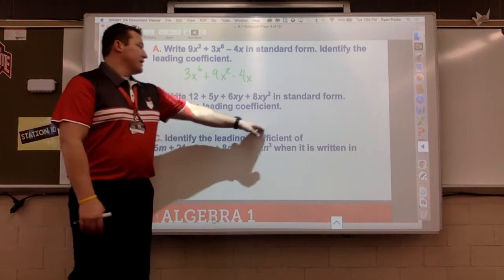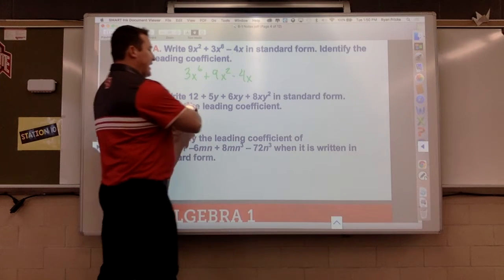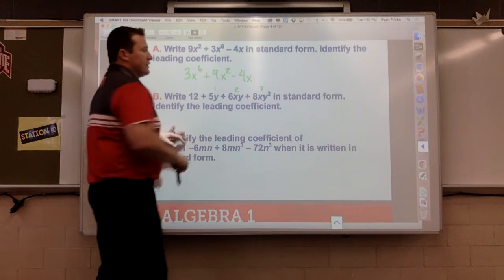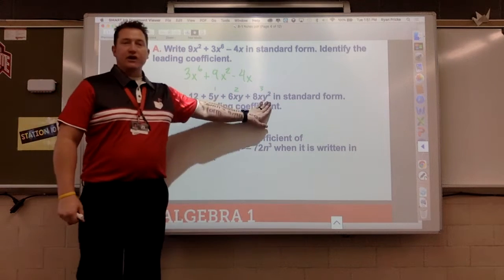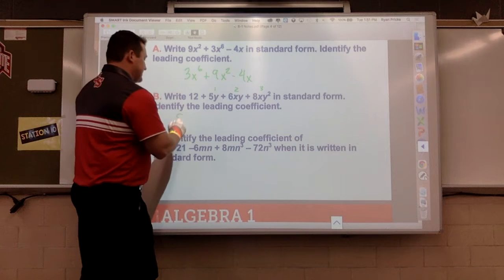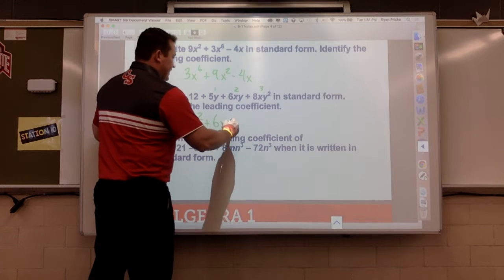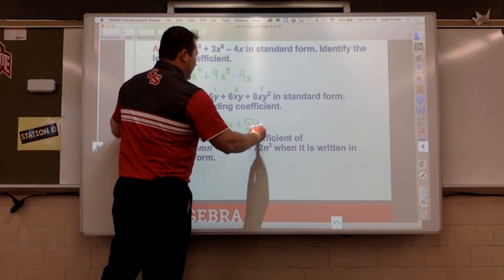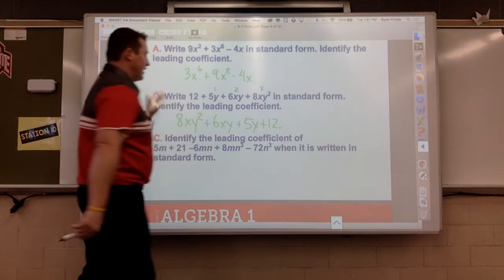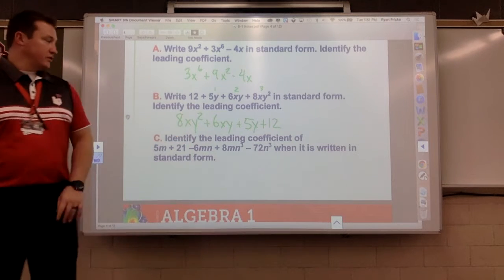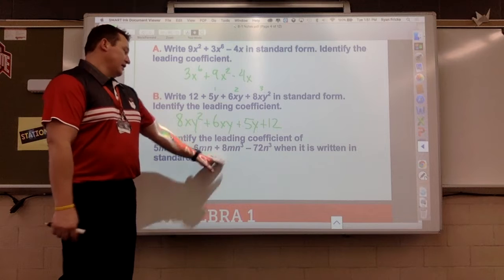Same thing here. If you need to figure out who goes first, this is a 1st degree, 2nd degree term, 3rd degree term. So the 3rd degree term is going to get to go first. So that's 8xy squared. Then we're going to have 6xy, then 5y, then 12. There it is. Leading coefficient of this one, 8. You got it. Okay, last one here.